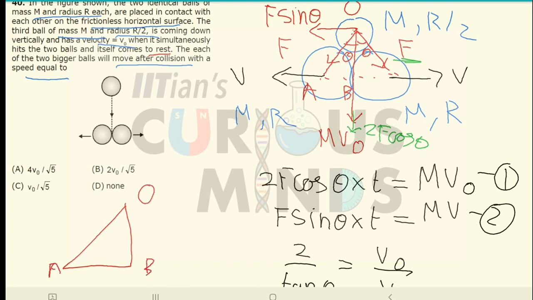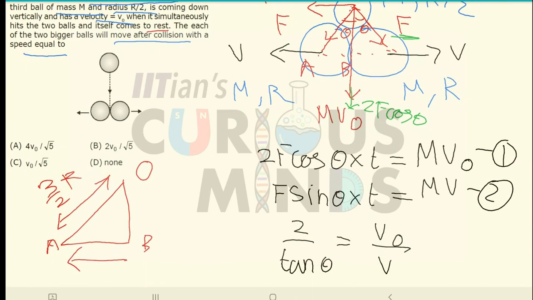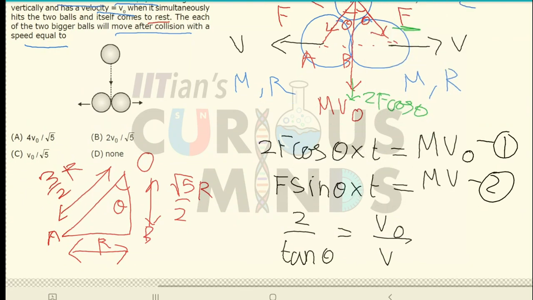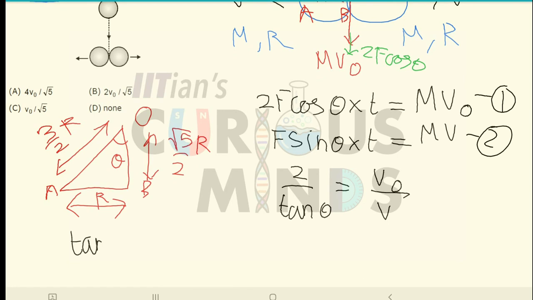O to A, the distance will be equal to the sum of the radii. The radius of the larger ball is r, and for the smaller sphere it is r by 2, so it will be equal to 3 by 2 r. This radius over here is equal to r, and this angle over here is theta. So this part will be equal to root 5 divided by 2 into r, if I calculate it carefully. So tan theta will be equal to opposite upon adjacent, which is 2 divided by root 5.